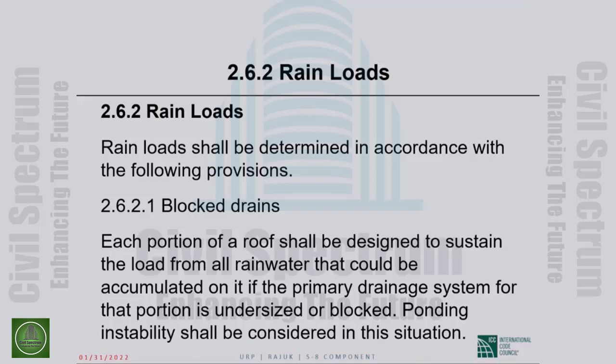Now my question is, let us say we have a roof with a 3-foot parapet, okay, 1 meter tall parapet. So when the primary drain or drains are blocked, do we design it for 3 feet of standing water? Is that what it is telling me? I do not know. This is just a question.